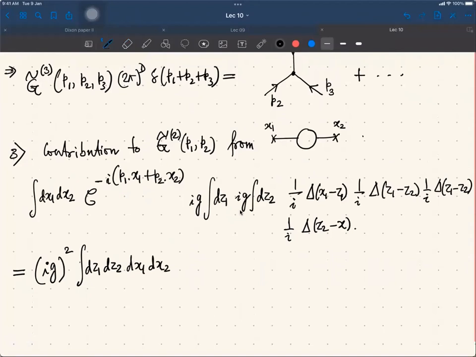Now we write the propagators in the momentum integral form: dq1 over 2 pi to the power d for the first propagator. Then for the second propagator, I write dq over 2 pi to the power d, and there's another repetition. The third one is dq tilde over 2 pi to the power d, and the last one is dq2 over 2 pi to the power d.